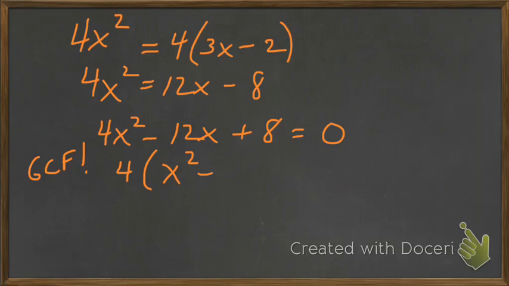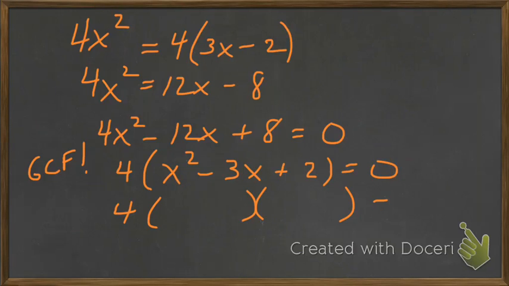You're left with x squared. 12 divided by 4 is 3. 8 divided by 4 is 2. We can continue to factor. For this trinomial, our signs will be the same. They will both be negative. The factors of 2 that add to make 3 are 2 and 1.